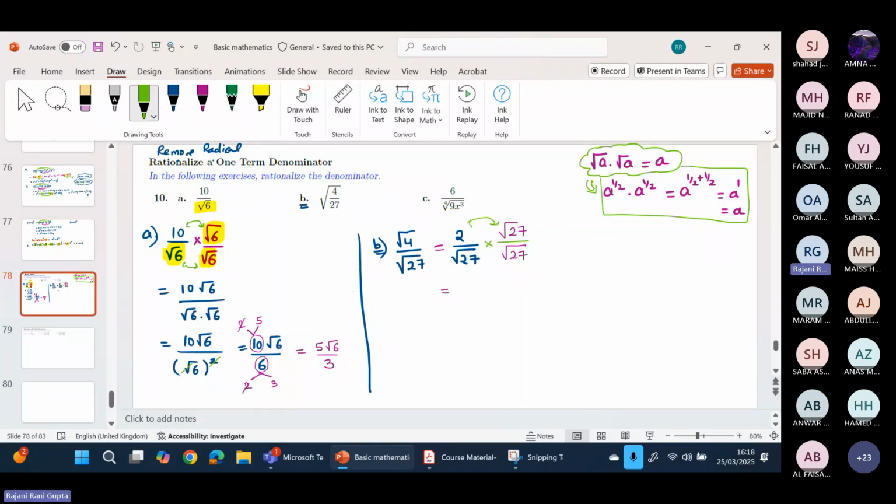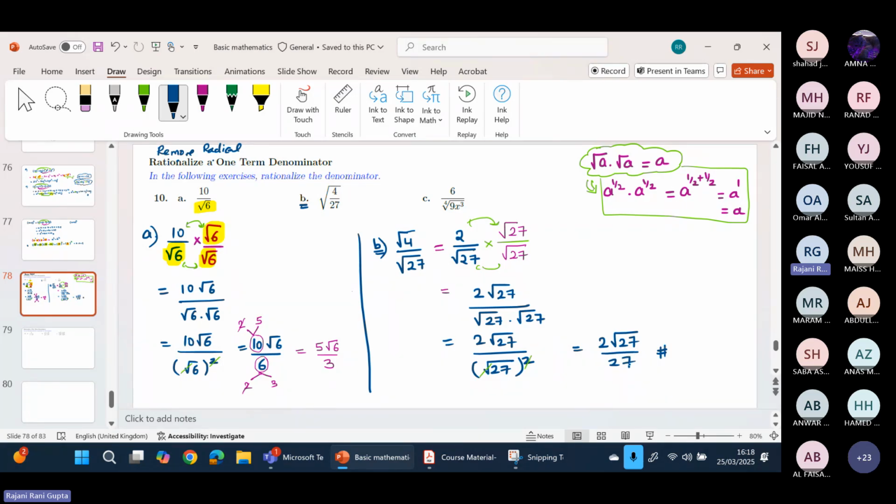2 with root 27, root 27. So this gives you 2 root 27, and here root 27, root 27, giving you 2 root 27 and root 27 power 2. Cancelling the root with power 2, you get 2 root 27 over 27. And you can stop here.